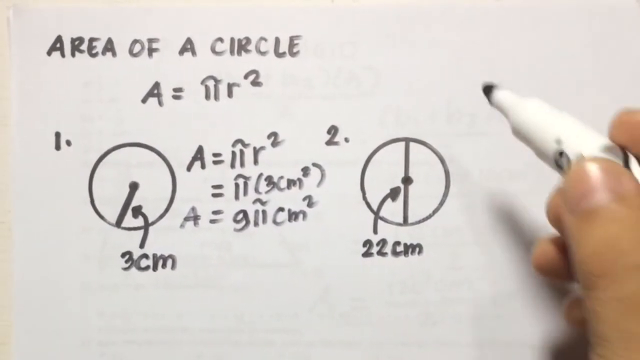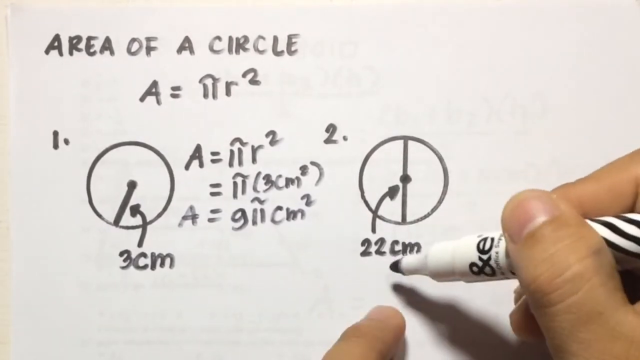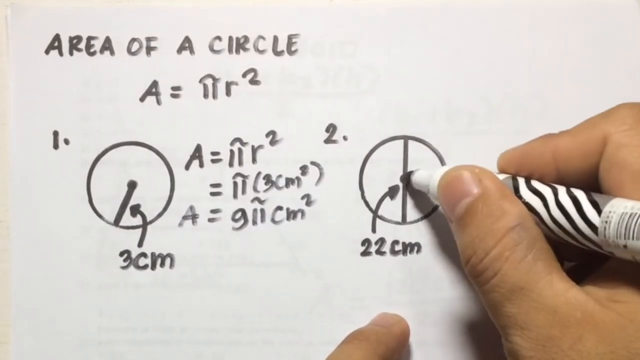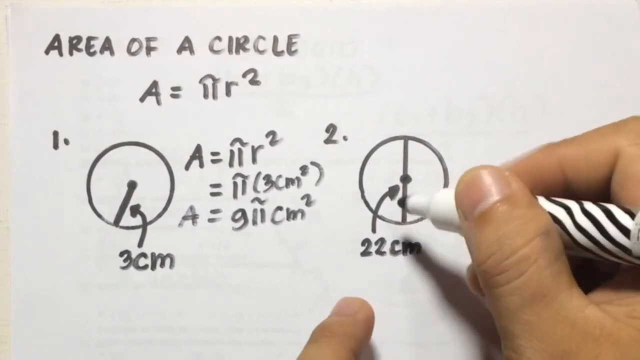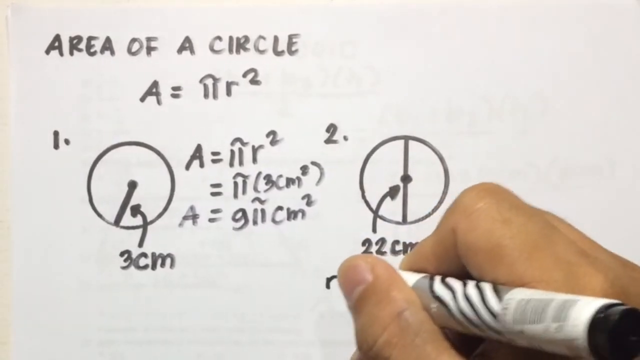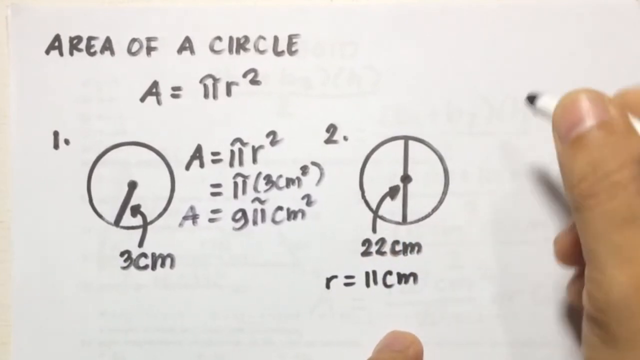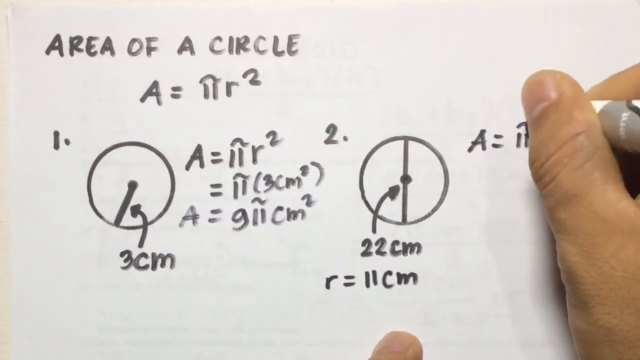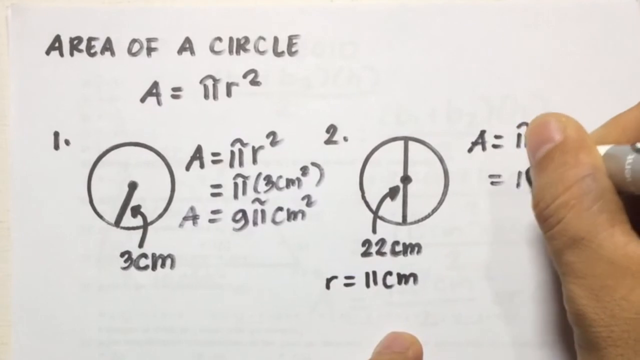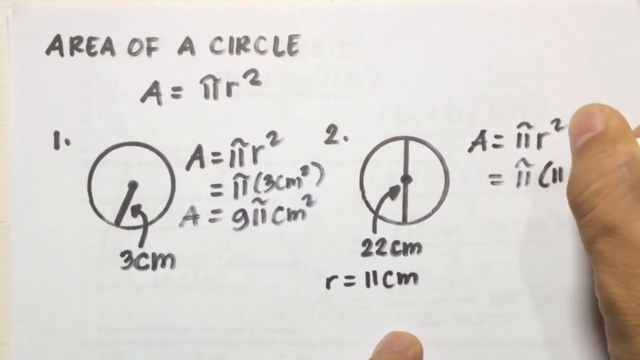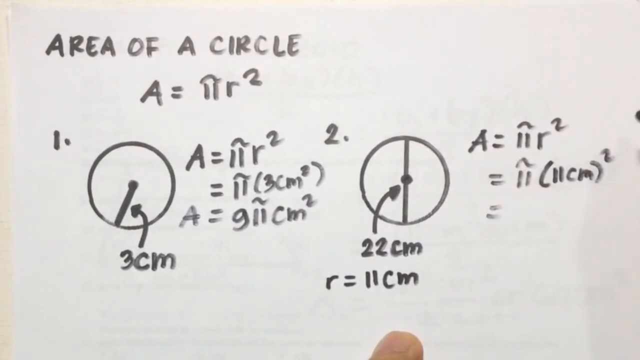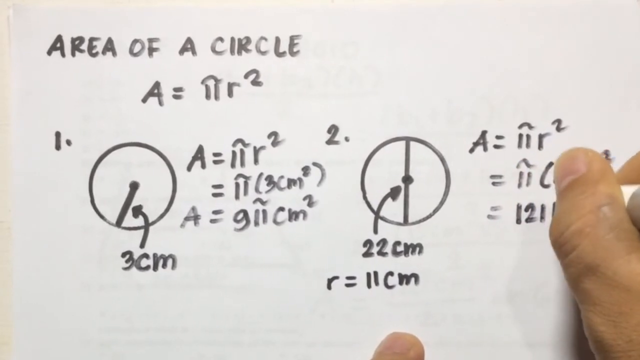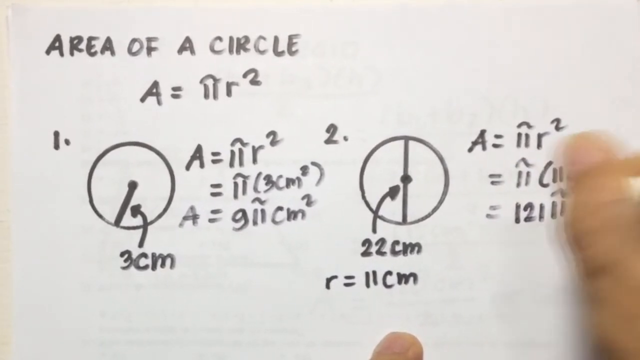Example number 2. We have here a circle with diameter equivalent to 22 centimeters. Now, since we're going to use radius, we're going to divide this one by 2. So 22 divided by 2 is 11. So we're going to use radius equals 11 centimeters. So in solving the area of this circle here, we're going to have A equals pi r squared. Then this is pi times 11 cm squared. 11 cm squared is 121, so we're going to have our answer as 121 pi cm squared.